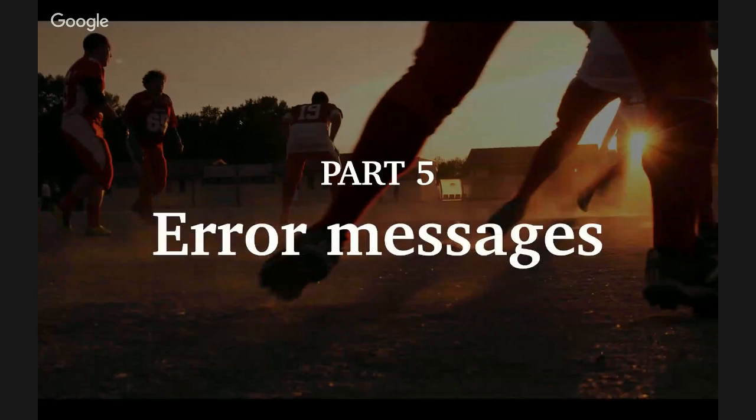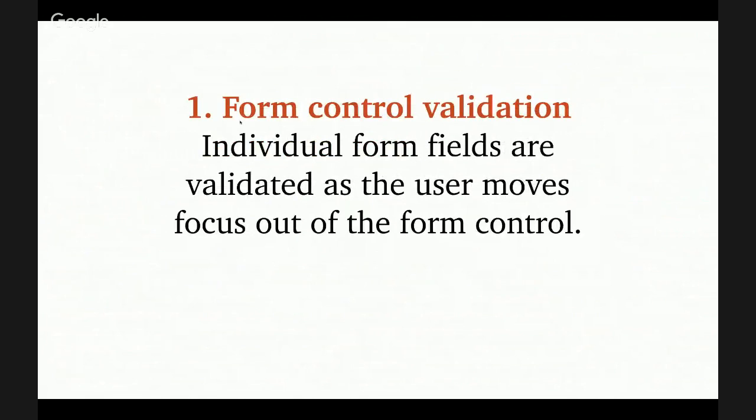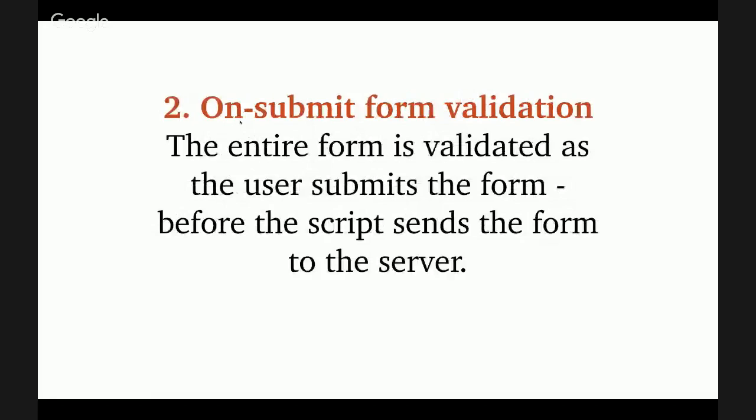Next up, let's talk about the error messages. So we're going to look at two different aspects of client-side form validation. The first one is individual form fields that are validated as the user moves out of the form control. So imagine you have an input box there for an email address. As the user tabs into it, it becomes active, and when they move out of it, in a lot of cases, validation happens at that time. And the second type of validation I'm going to talk about is this on-submit form validation.